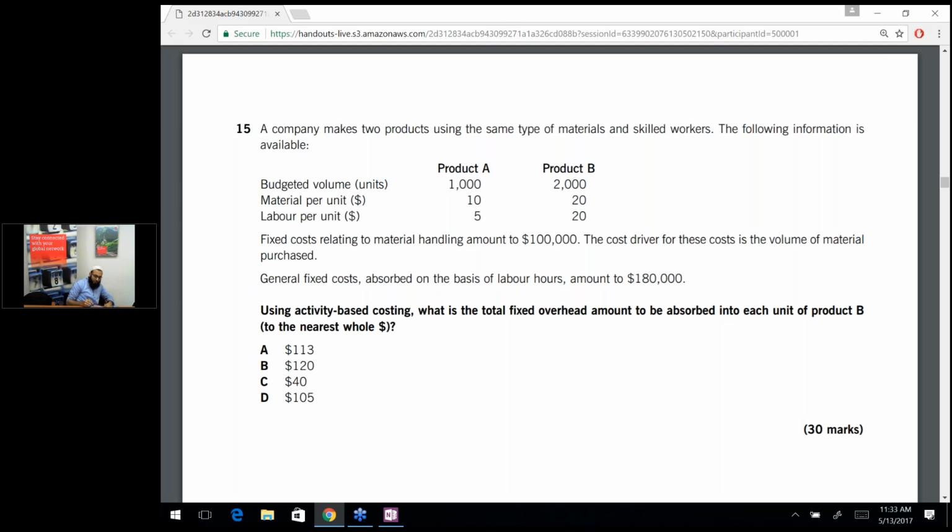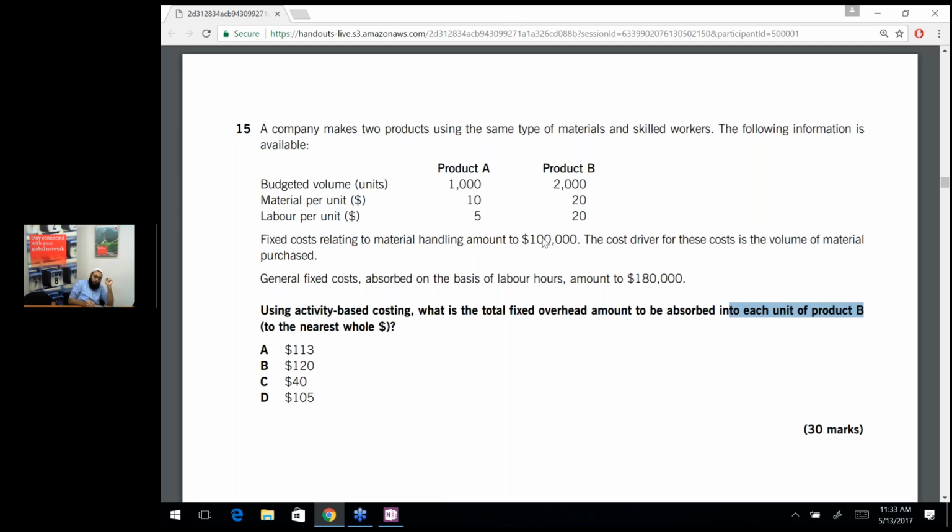Now solving ABC MCQ questions requires a very good trick, and the trick is first read the question, so that you can make a plan in your mind till where you have to work out. So you need to work out what? Fixed overheads amount absorbed each unit of B. So your working should just be restricted to B, and you need to calculate just the overhead cost per unit.